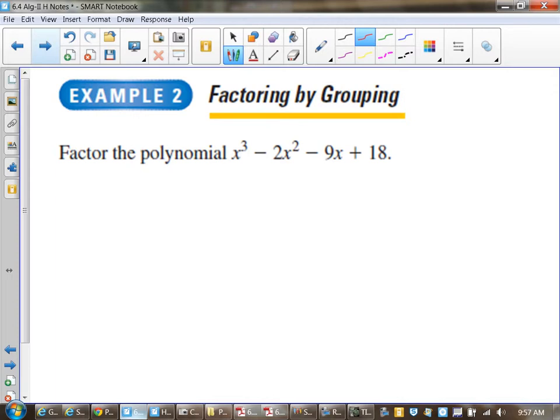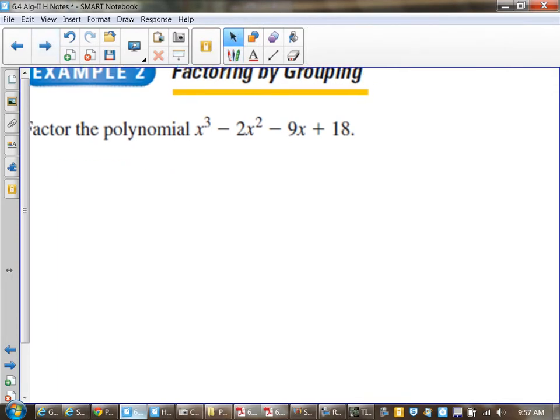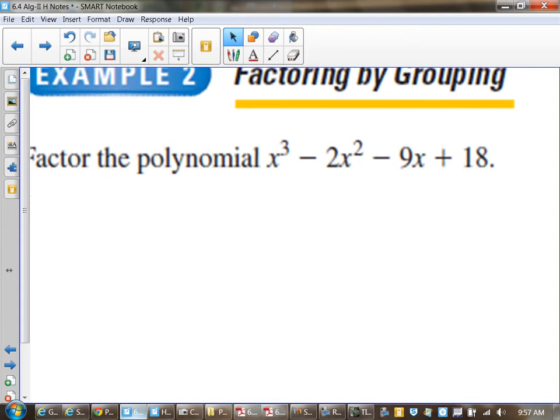Which leads us to be able to group again with higher powered polynomials. So when you're factoring by grouping, that's usually when you're starting out with 4 terms. In this case, I have x cubed minus 2x squared minus 9x plus 18, and I'm going to factor that by grouping. One dead giveaway that you're going to be factoring by grouping is whenever you see 4 terms. That's usually the only way to go.